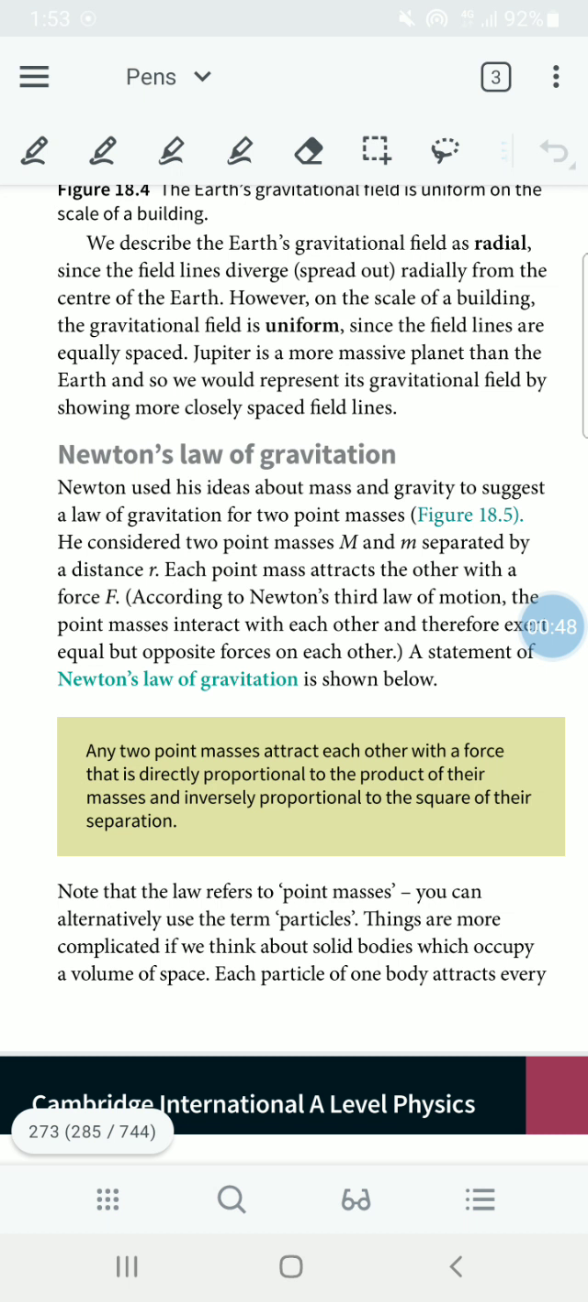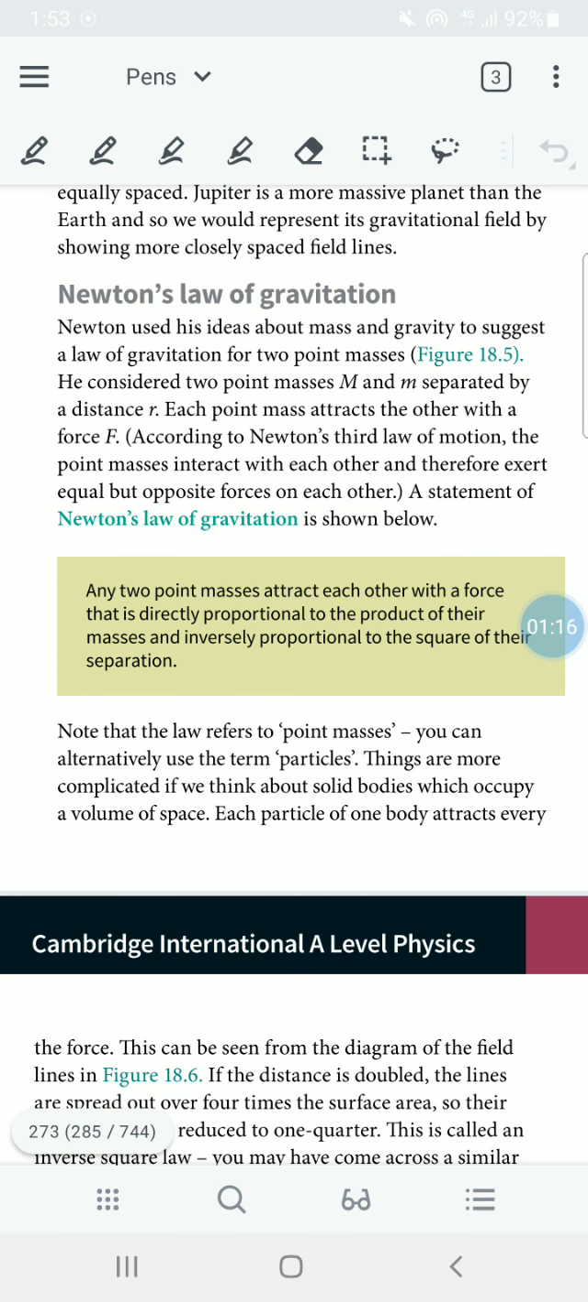Now he considered two point masses, capital M and small m, separated by a distance r. Each point mass attracts the other with a force F. Right? So this is according to Newton's third law of motion. Every force has an equal but opposite reaction. The point masses interact with each other and therefore exert equal but opposite forces on each other.